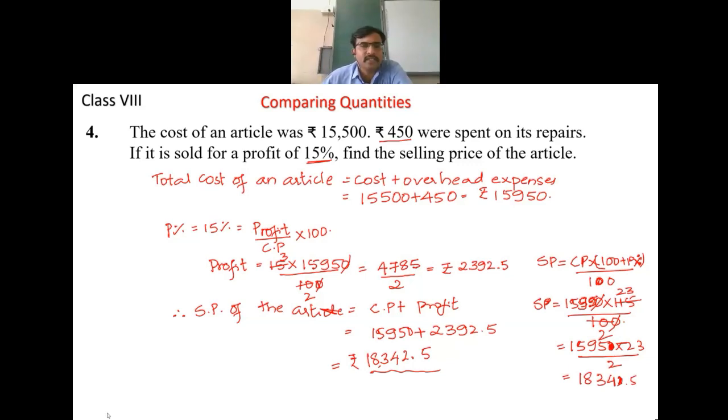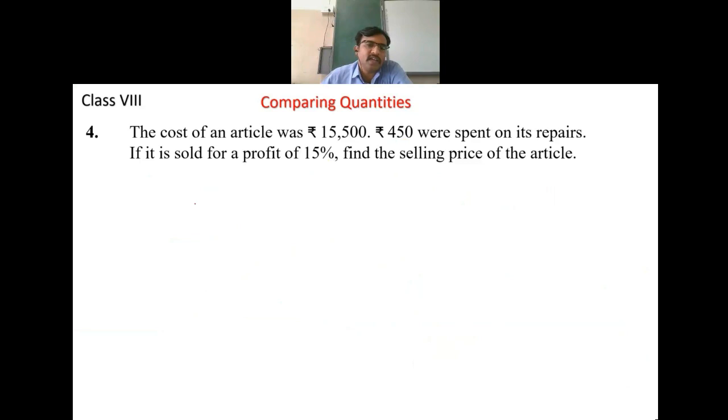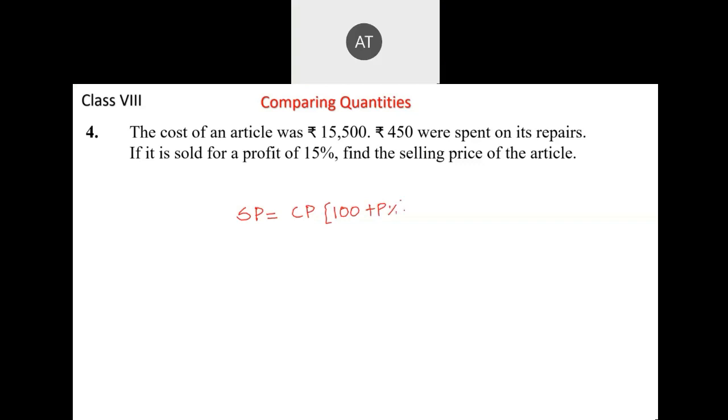You will remember. SP is equal to CP multiplied by 100 plus profit percent, divided by 100. This is a direct formula when cost price and profit percentage are known.